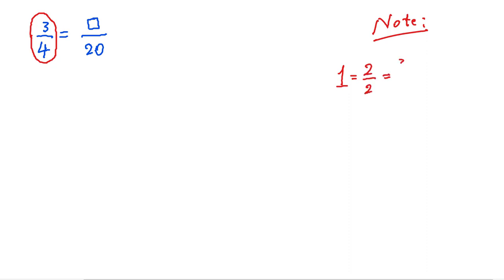And also 3/3, 4/4, 5/5, and so on. So, if I want to multiply any number by 1, I may multiply by a fraction in which the numerator and the denominator are the same number. For example, I want here to multiply 4 by a number to get 20. What number should I multiply 4 by to get 20? My heroes, help me. What am I multiplying 4 by to get 20?